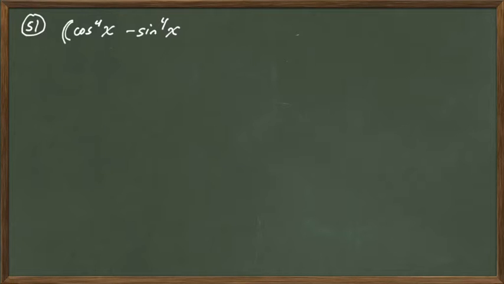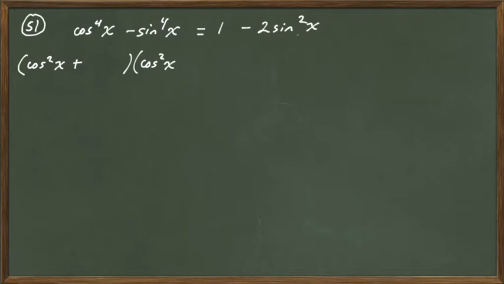And then it equals 1 minus 2 sine squared. So this would equal 1 minus 2 sine squared. Again, let's factor this as a difference of squares. We'd have cosine squared plus sine squared, and we would have cosine squared minus sine squared, right? Well, what is cosine squared plus sine squared?